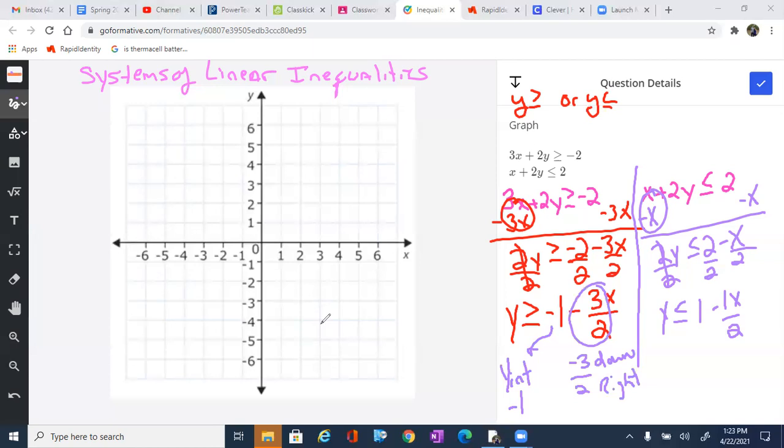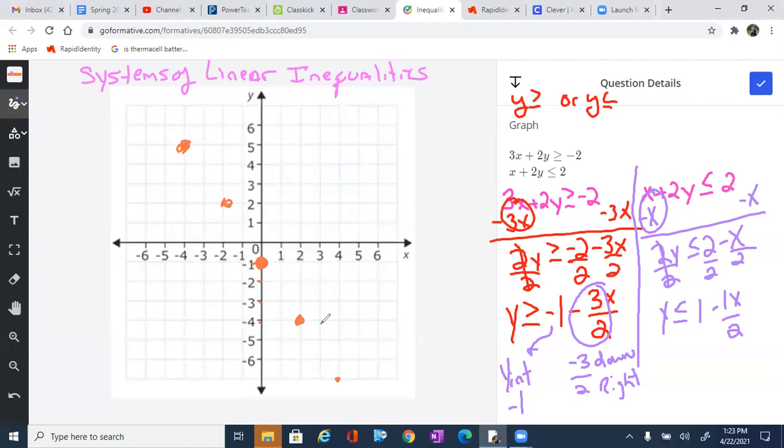So I'm going to post my y-intercept on there, negative 1. And from there, I am going to just go down 3 and right 2. So 1, 2, 3 over 2, 1, 2, 3 over 2. And I'm just going to keep the pattern going backwards as well. Over 2 and up 3, and just follow that pattern out.